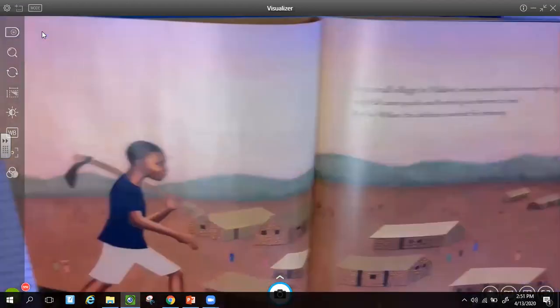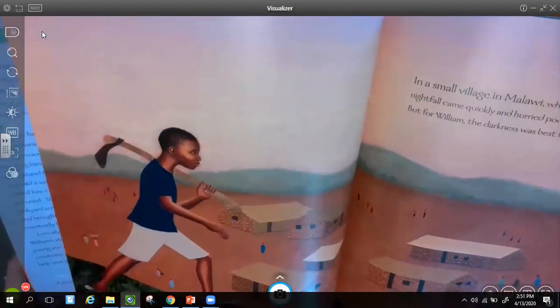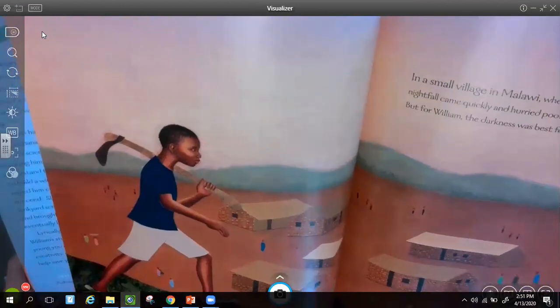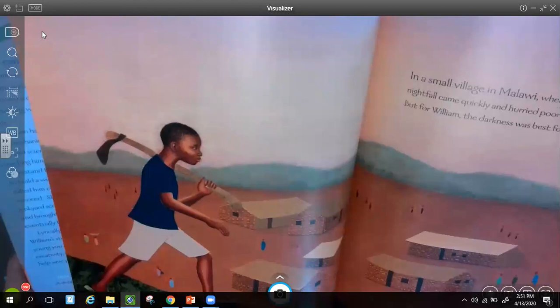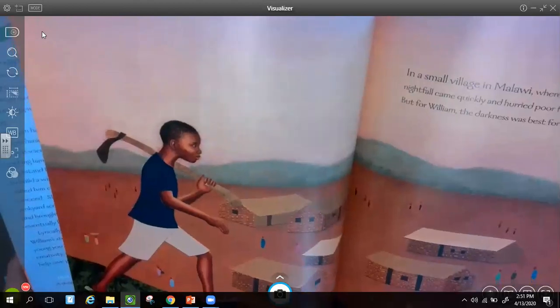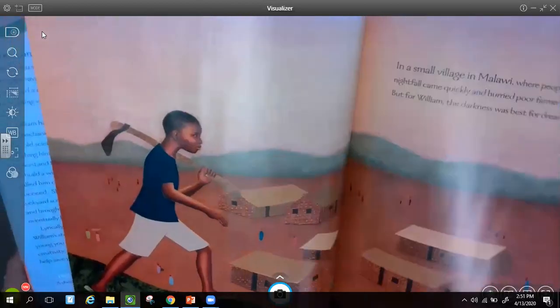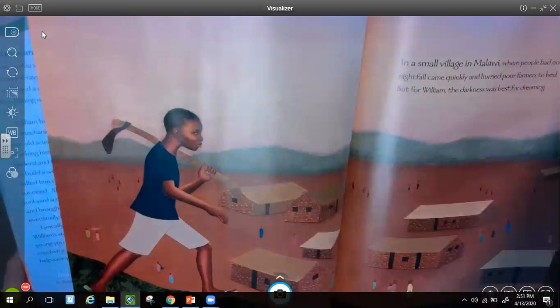In a small village in Malawi where people had no money for lights, nightfall came quickly and hurried poor farmers to bed. But for William, the darkness was best for dreaming. And Malawi is a place in Africa, in the southern part. I'll show you when we're finished with this story.